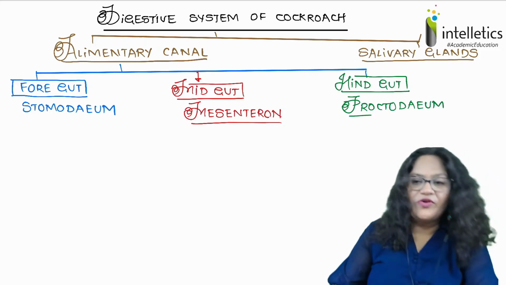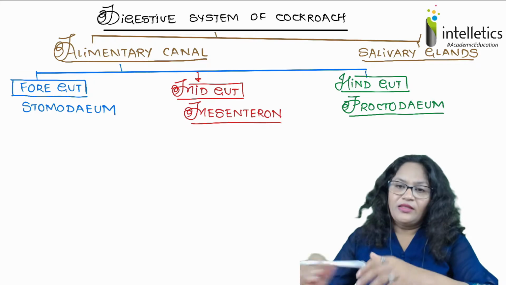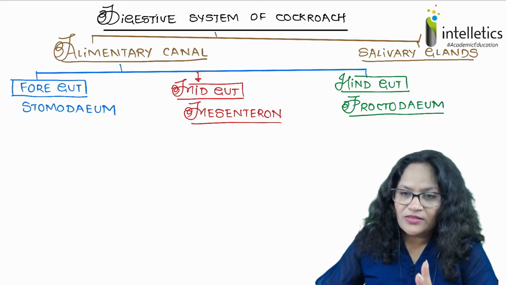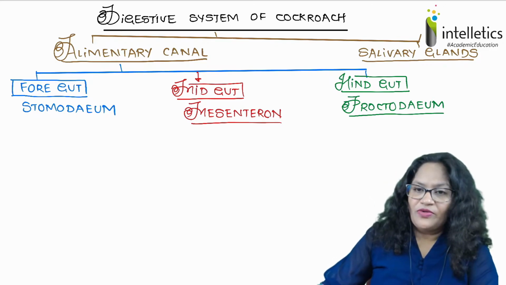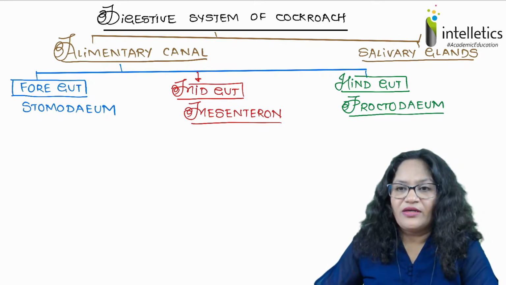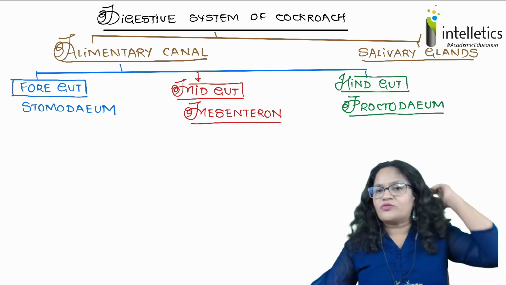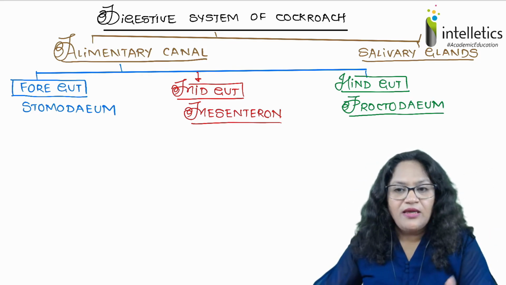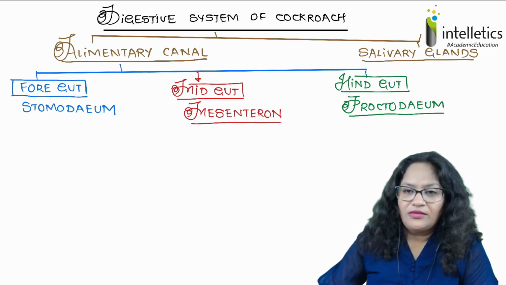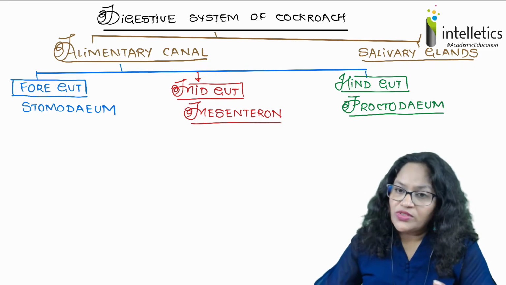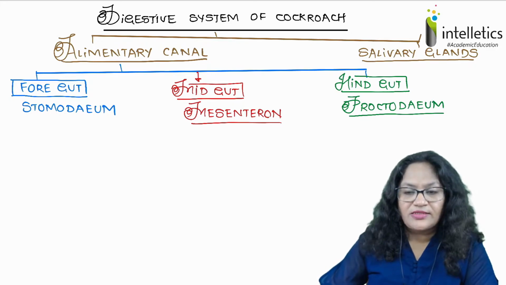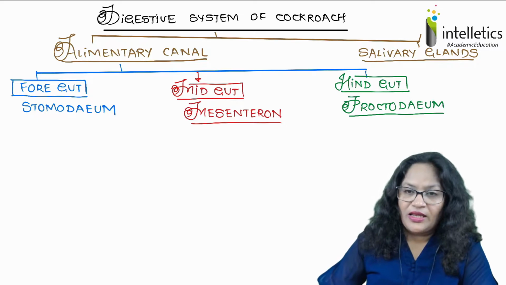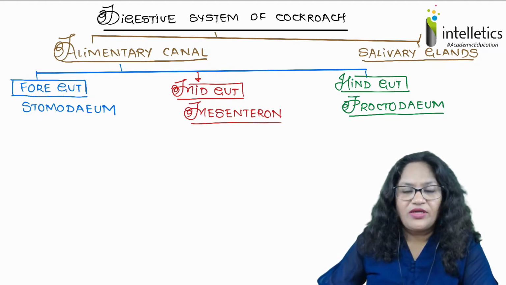So first thing you'll have to remember is the digestive system of cockroach is made up of two parts. कौन से दो parts है? Alimentary canal और दूसरे है salivary glands. जैसे अपने human digestive system में भी हम कहते हैं कि human digestive system में दो parts है, alimentary canal and the associated glands. उसी तरह से cockroach के digestive system में कितने parts है? दो. पहला है alimentary canal और दूसरा है salivary glands.